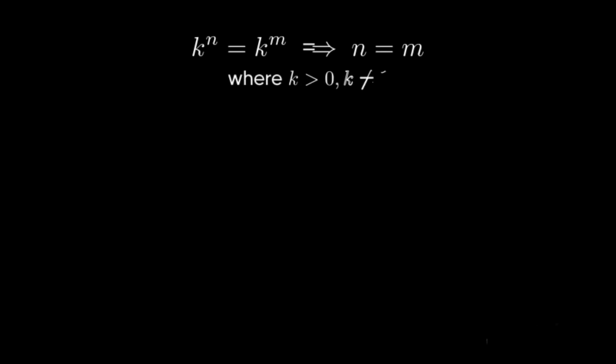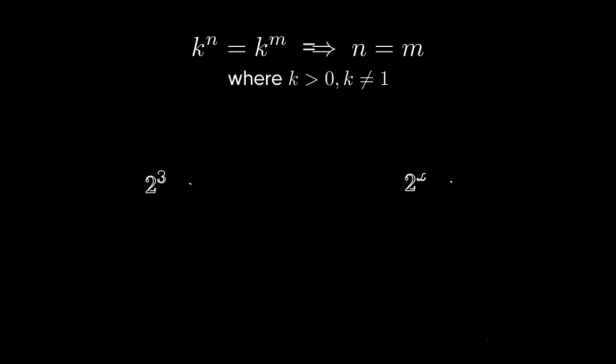Let's explore a fundamental property of exponents that's crucial in algebra. When k raised to the power of n equals k raised to the power of m, we can conclude that n equals m. This property only holds under specific conditions: when k is greater than 0 and k is not equal to 1. These restrictions are important because the property breaks down otherwise.